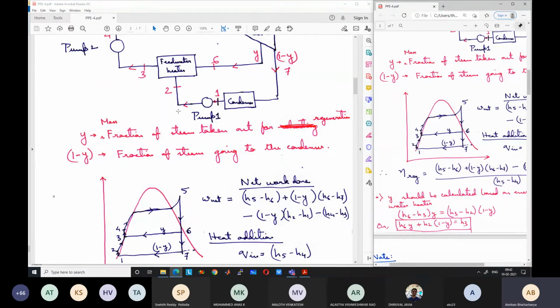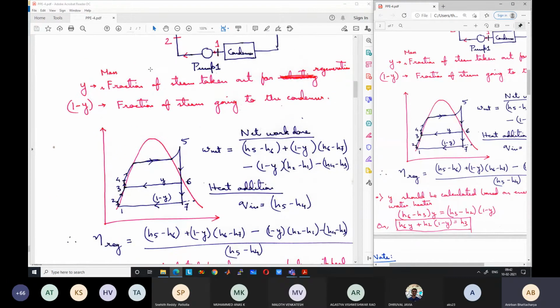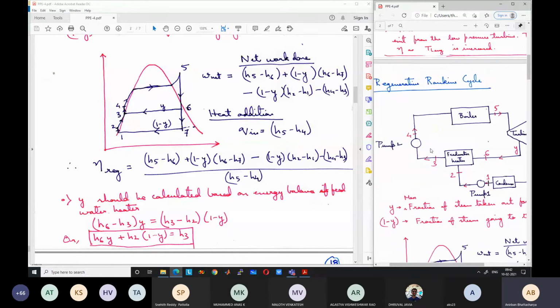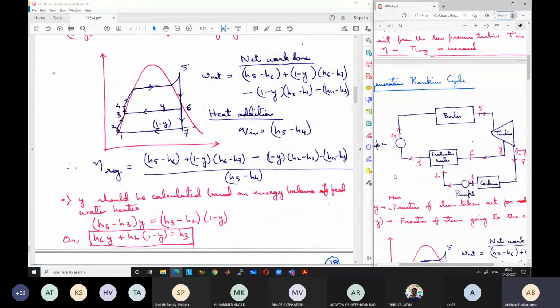Okay. And what is the energy that goes out from the feed water heater? Total mass flow rate is Y plus (1 minus Y), which is equal to 1. So 1 into H3. H3 is the state of the fluid at the exit. Let me keep this diagram open. So the total energy which comes into the feed water heater is Y into H6 plus (1 minus Y) into H2, and the energy that goes out of the feed water heater is 1 into H3. So these two should be equal.